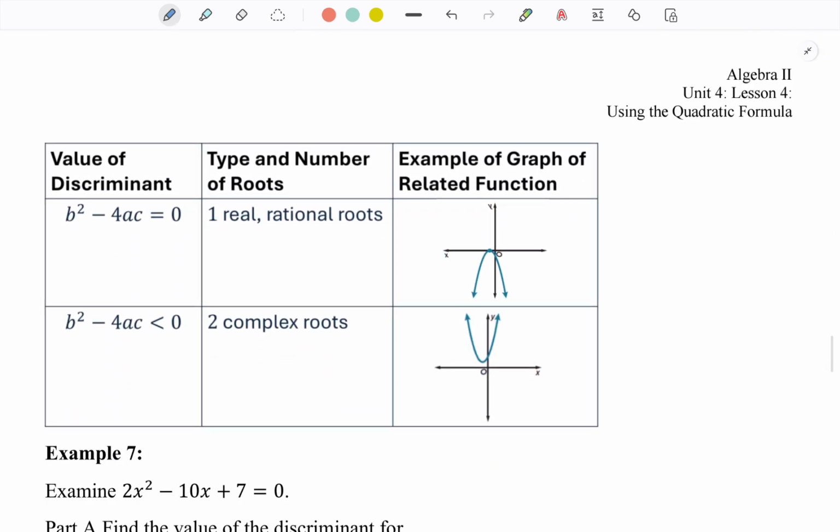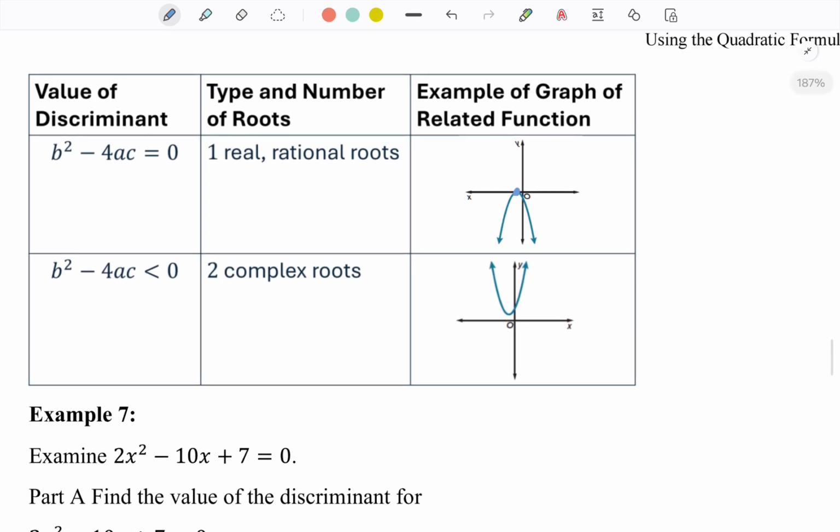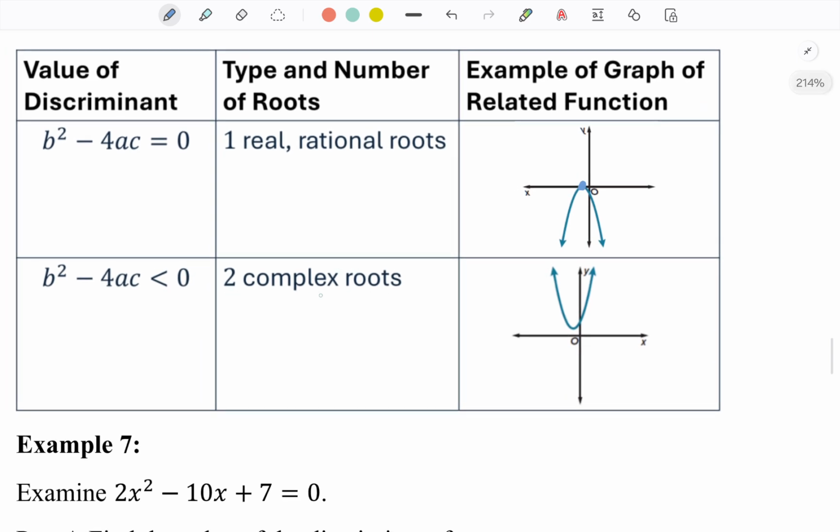But then if your discriminant is equal to 0, you have 1 real rational root because your parabola or your graph is actually on the x-axis. So it only crosses once, whereas in this other situation, you actually cross the x-axis twice. Then if your discriminant is less than 0, you have 2 complex roots, and so you have an i involved. So that will look like 1 plus or minus i square root of 3 over 8. So you will have an i in your answer.